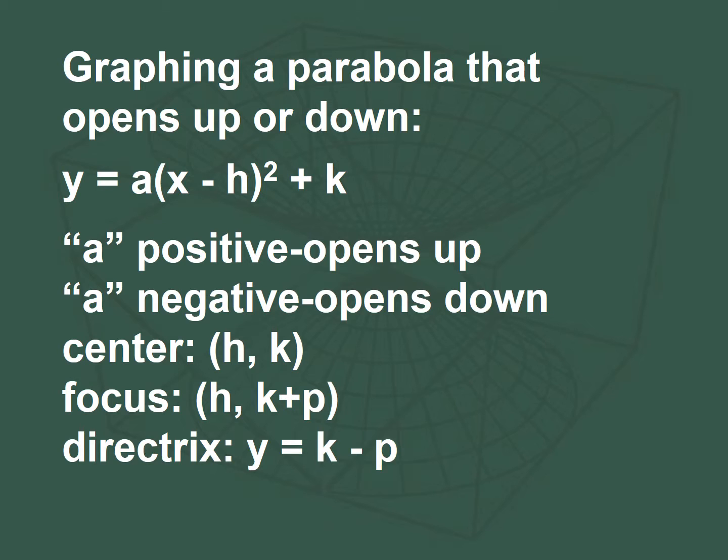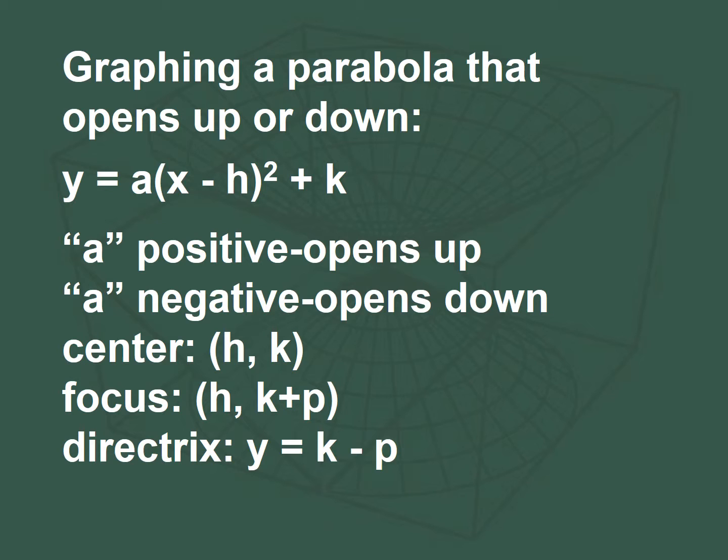Now, remember that p that I told you about? I said that was the distance from your vertex to your focus point and your directrix. So since your focus point is above your vertex, in order to find your focus point, you just need to take your center and go up whatever the p amount is. Because you're moving up, that's affecting your y, so that's going to affect your k value. So your focus is whatever your center was, but you're just going to add p to your k value.